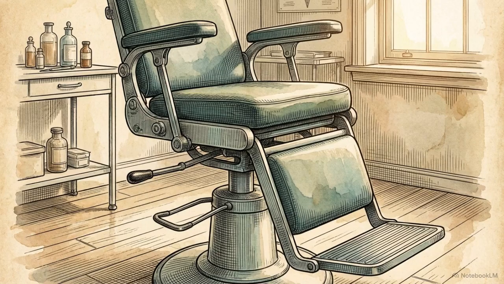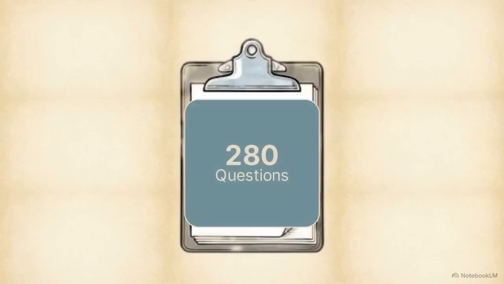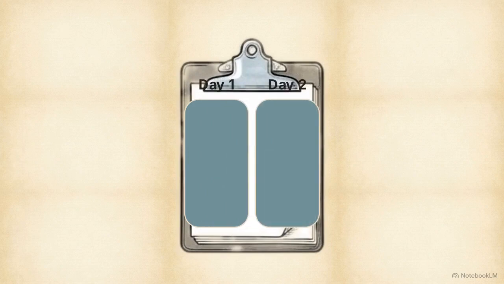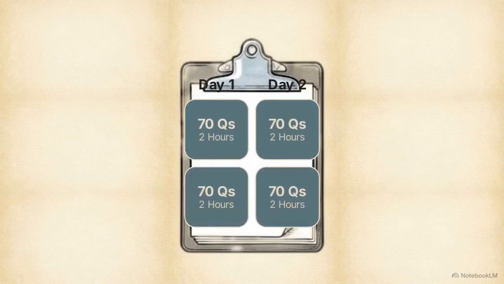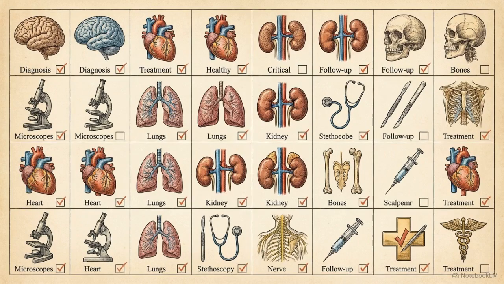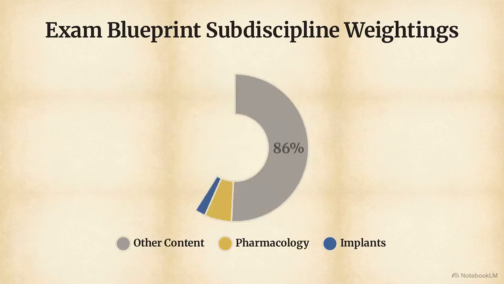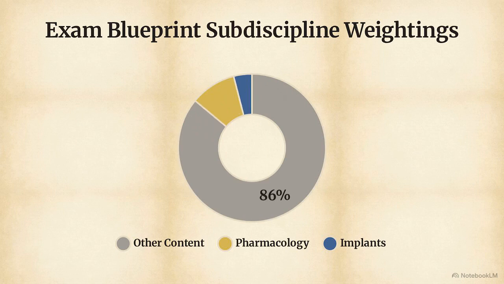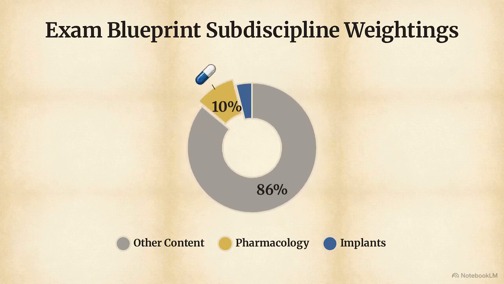The written exam is an intensive 2-day process consisting of 280 questions delivered across 4 separate 2-hour blocks. Every question is mapped to an official blueprint of domains and disciplines to ensure the test provides a balanced clinical sample. The blueprint assigns specific weightings to subdisciplines. Pharmacology represents 10% of the total content, while implants account for 4%.